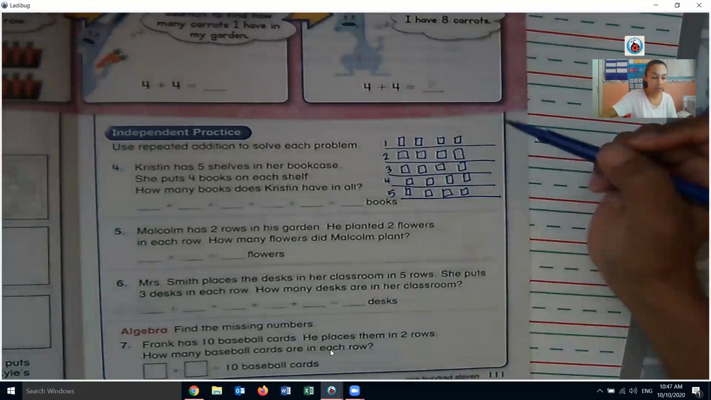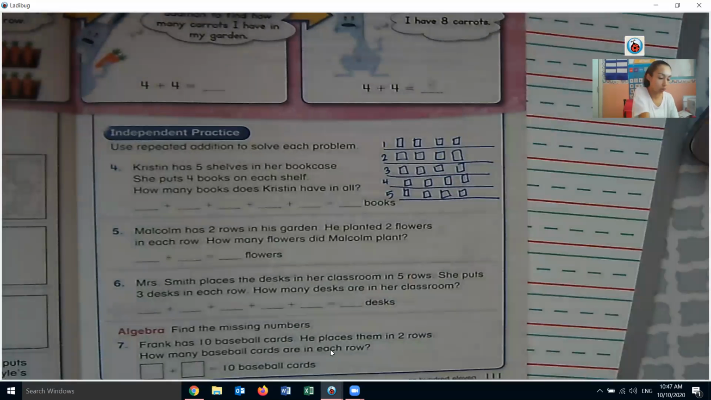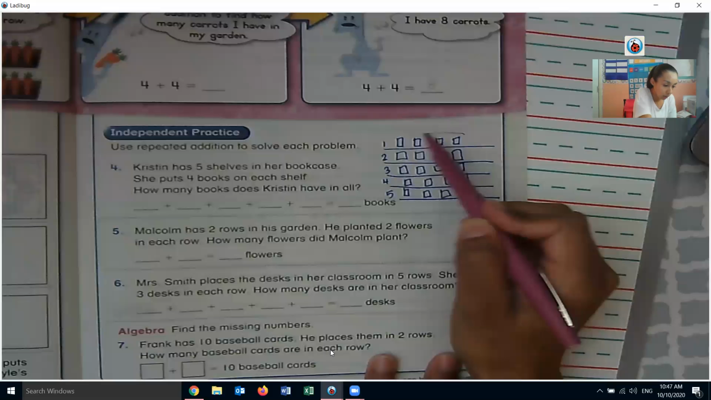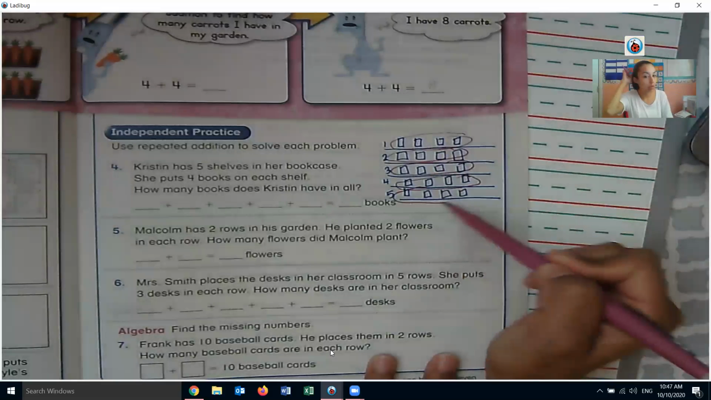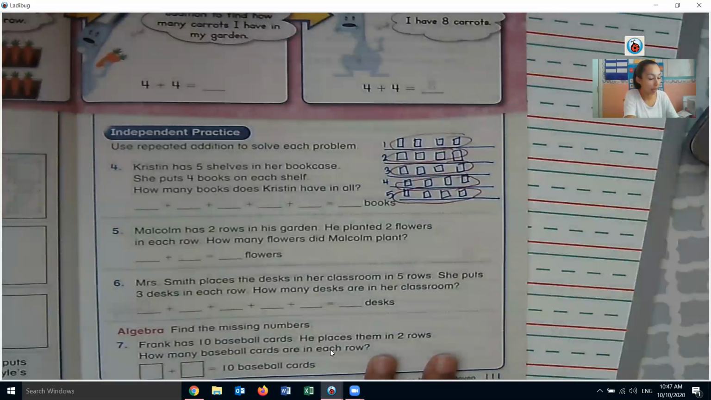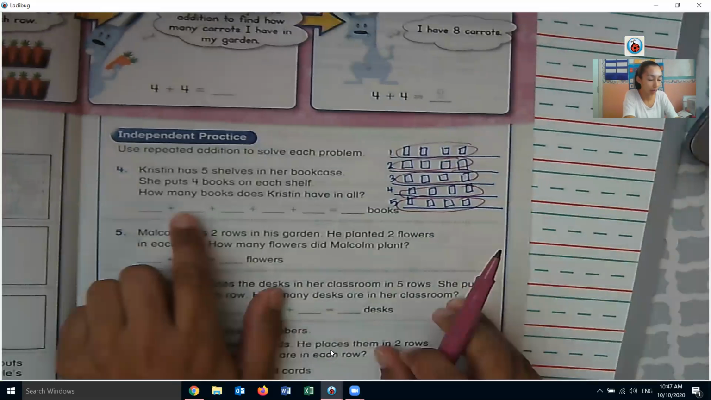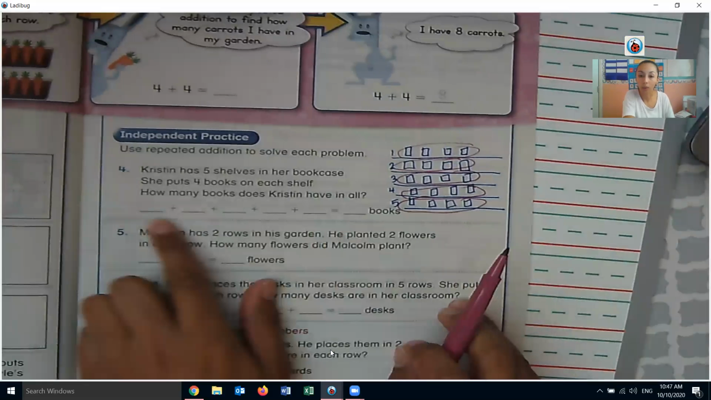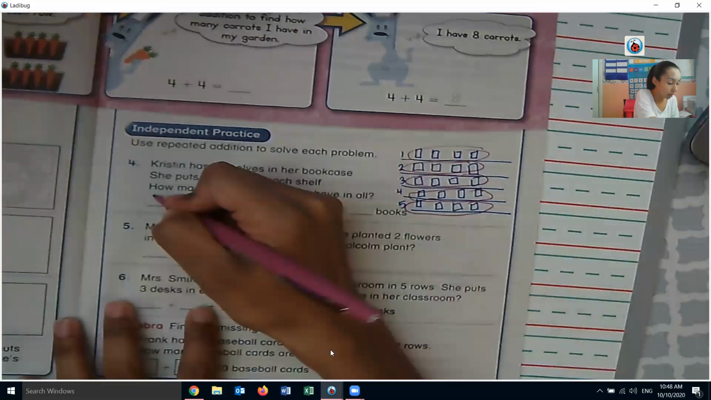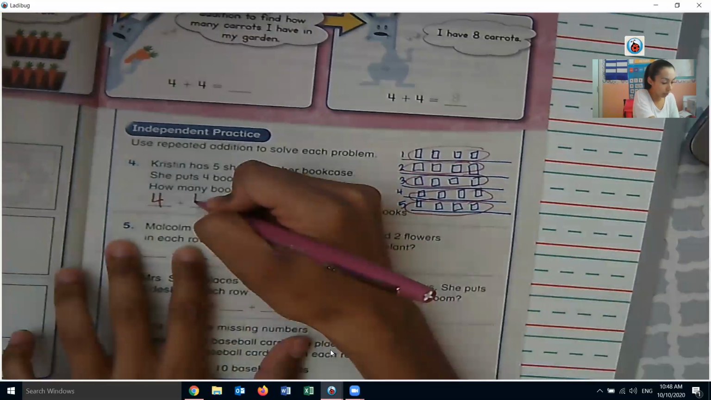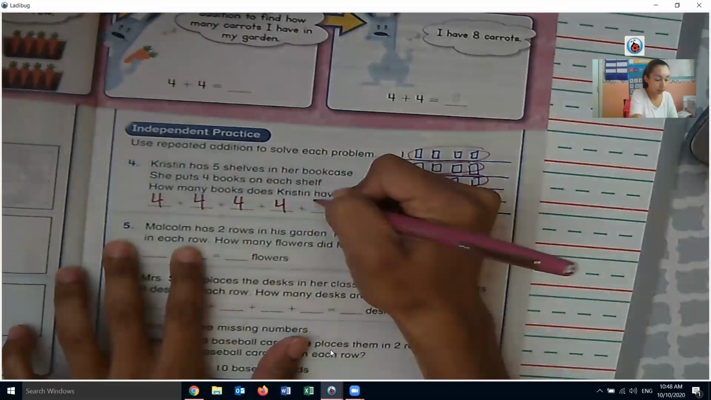So each of these shelves is a row. So I have 1, 2, 3, 4, 5 rows. Each of those rows gets a line. So 1, 2, 3, 4, 5 lines. And on the line, we're going to write down how many are in each of those rows. So there's 4 books, plus 4 books, plus 4 books, plus 4 books, plus 4 books.